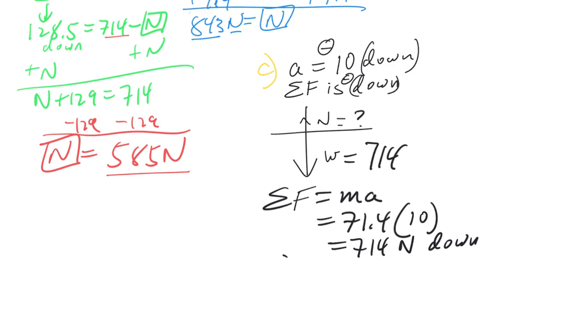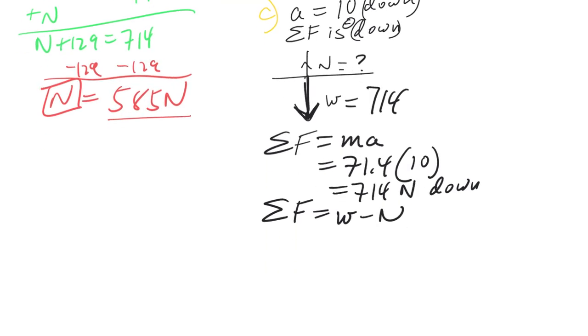Okay, so sum up. The net force also equals, in this case, the bigger one, weight minus normal force. Net force is 714. The weight is 714. This is weird. Minus N. So N is 0. There is no normal force. You feel weightless. So think about that.